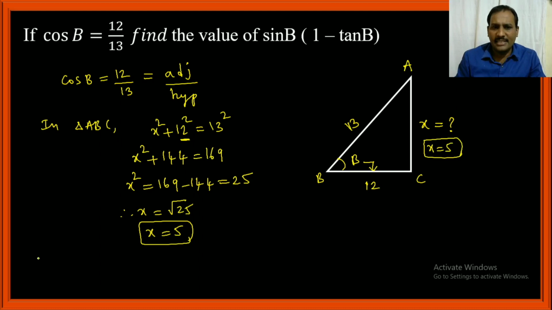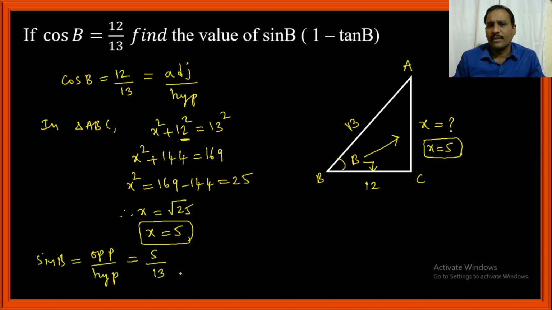Now let us find sin B and tan B. What is sin B? Opposite by hypotenuse. What is opposite to B? That is 5 by hypotenuse is 13. Next, tan B is defined as opposite by adjacent, that is 5 by 12.